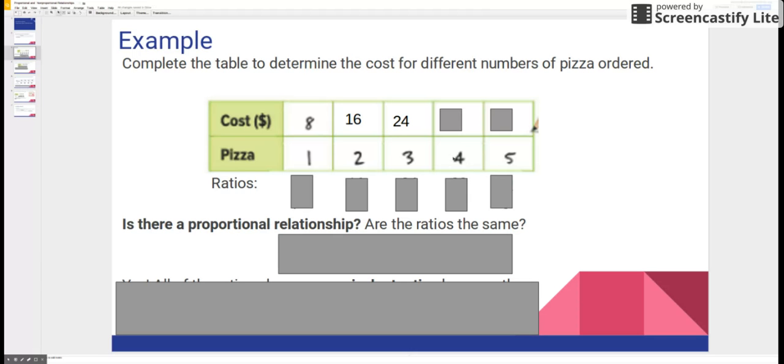How much would it cost for four pizzas? Well, 8 times 4 gets you 32. And how much does it cost for five pizzas? 8 times 5 gets you 40.